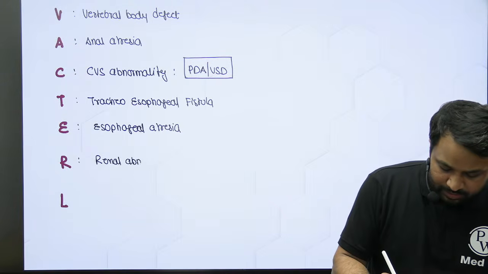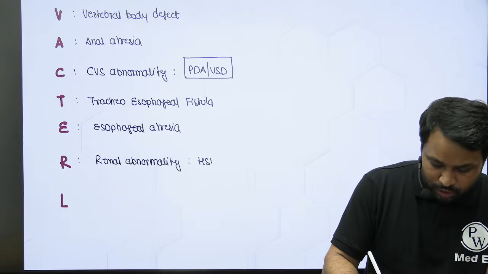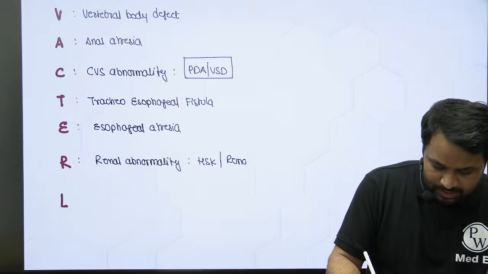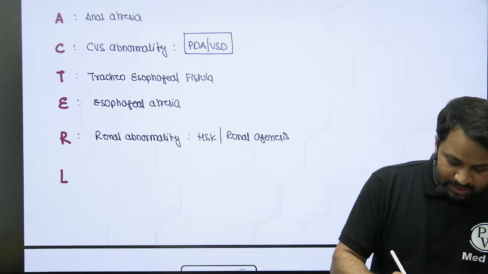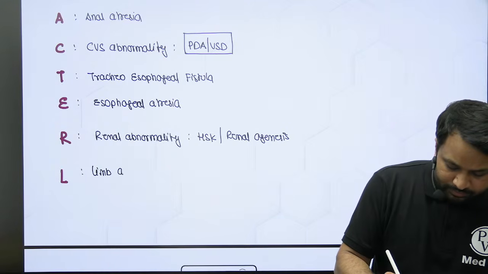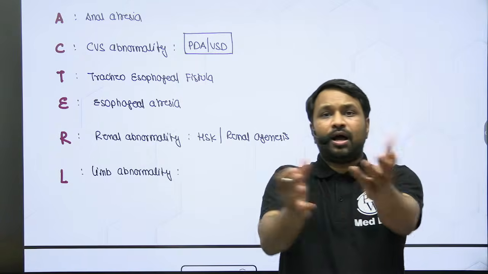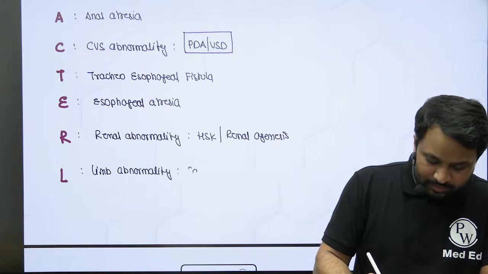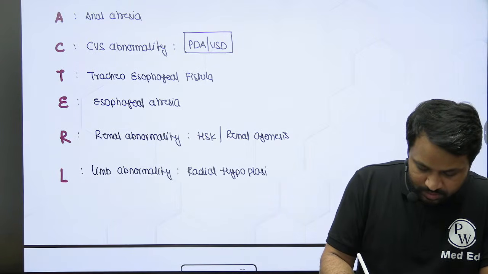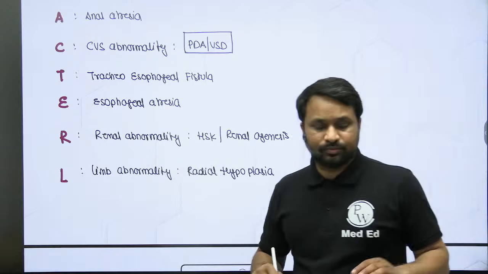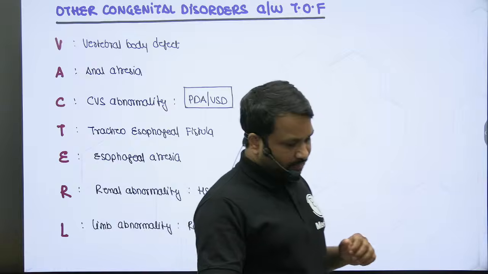In renal abnormality में this baby can be associated with horseshoe kidney और also associated with renal agenesis, कि किडनी बनी ही नहीं है. ठीक है. L stands for limb abnormality. Limb abnormality में most commonly बेबी का हाथ छोटा मिलेगा, that is a radial hypoplasia. That is going to be the radial hypoplasia. ठीक है. So this is how the various disorders are to be evaluated.